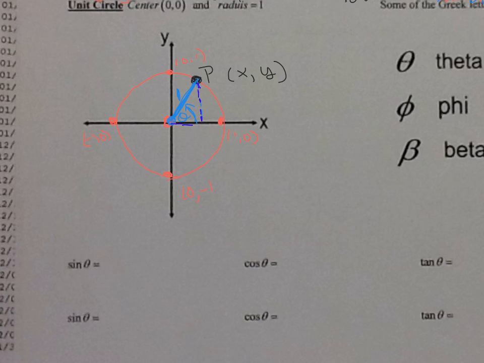Okay, so I drop the altitude down, and I make this right triangle here. So I have a right triangle, and I have this angle here that's in standard position, and that's angle theta. That's terminating in quadrant 1 with P being a point on the unit circle.